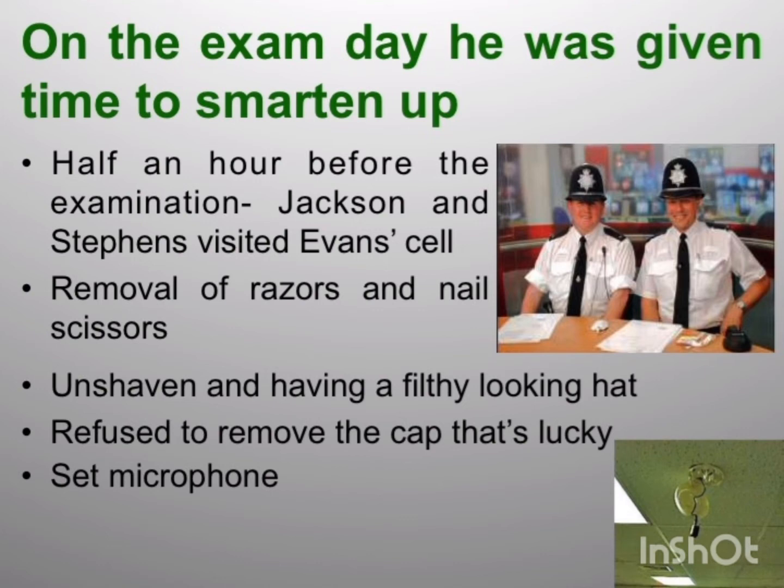Evans' face was unshaven, and he requested Mr. Jackson to let him shave himself. Jackson instructed Stevens to make sure that he took his razor out of the cell. Mr. Jackson told Evans that he had got half an hour to smarten himself. They try to take his filthy hat away, but Evans insists, saying that it is his lucky charm. Moreover, they also bugged Evans' cell for the governor to listen through everything.